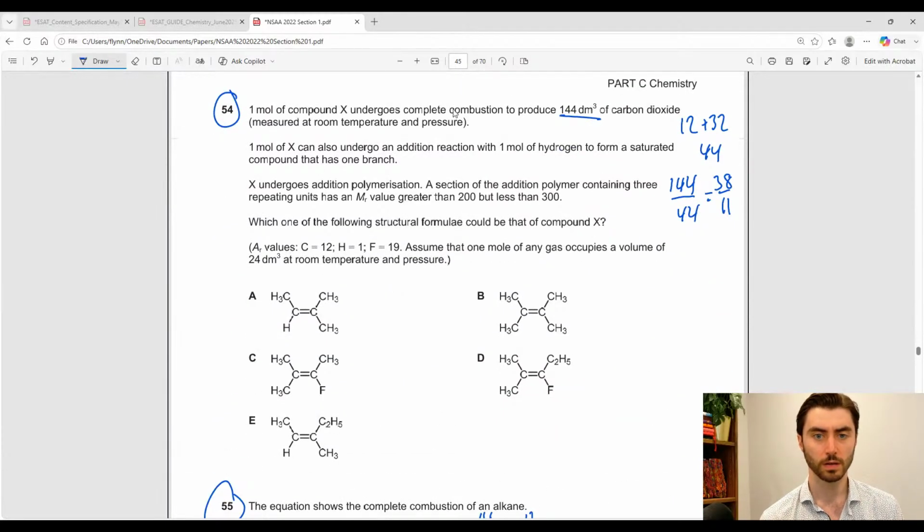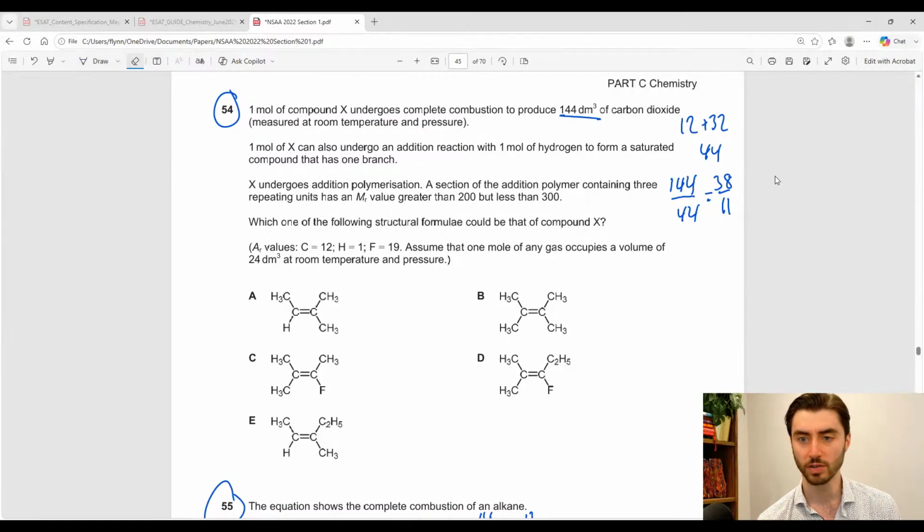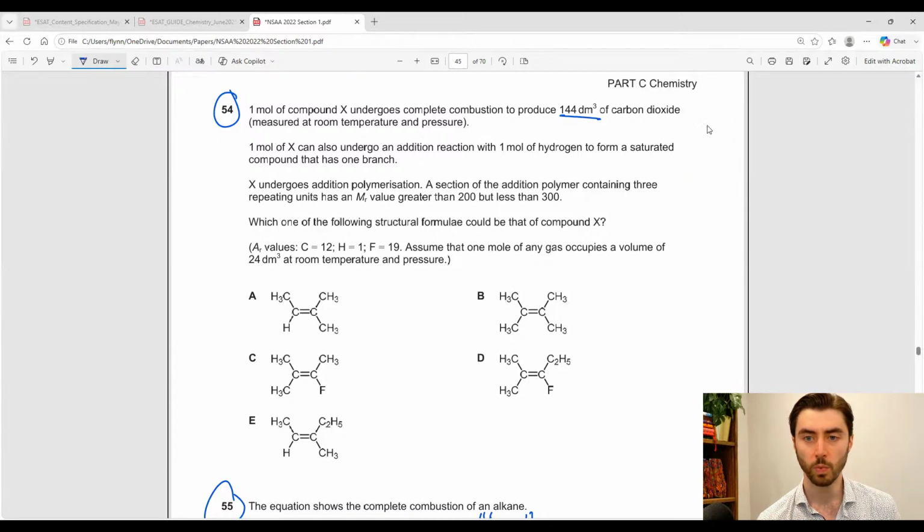Okay, so this one. Complete combustion to produce that much carbon dioxide, CO2. 44. Oh, absolute filth and lies. Okay, apologies. You see, this is why we come back and do things with fresh eyes. So actually, 1 mole is 24 decimeters cubed. Okay, so let's divide by 6. 24 all over 4 is 6. So that's 6 moles.